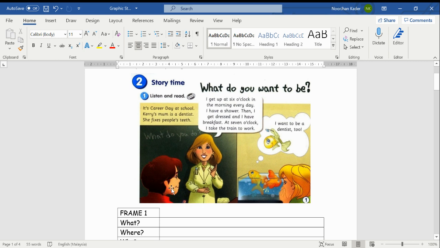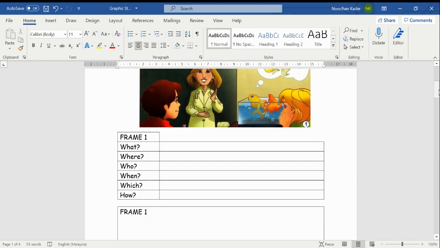You can see children. These two children are actually pupils. And you can see a person, a lady, who is actually Carrie's mom. And also a goldfish. But the goldfish, apart from the story, is highlighted on the other side of the story, because it's like an imaginary thing here. It is just added.